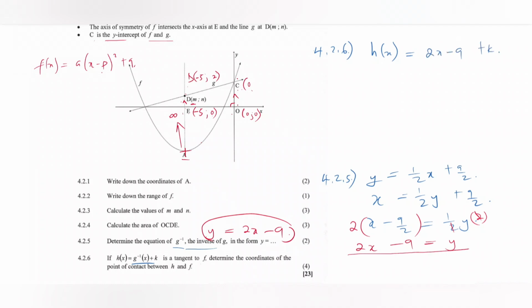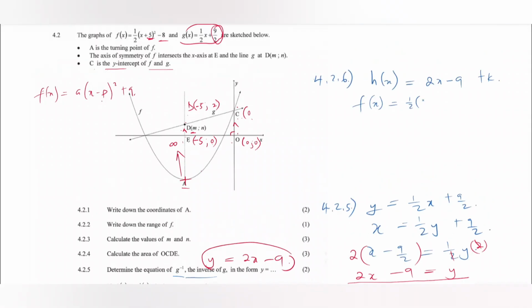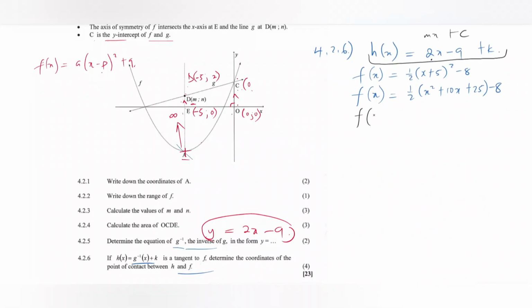then plus k. My equation of f of x is going to be equal to half x plus 5 squared minus 8. Let's distribute the half inside. That is going to be half x squared plus 5x plus 25 over 2, then minus 8. Then our f of x will be equal to half x squared plus 5x plus 25 over 2 minus 8, I'm going to get 9 over 2.